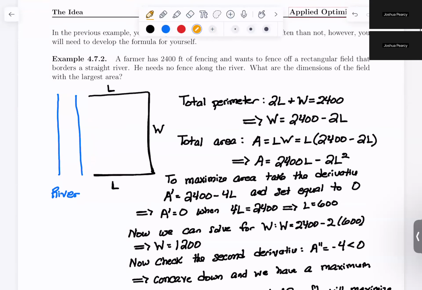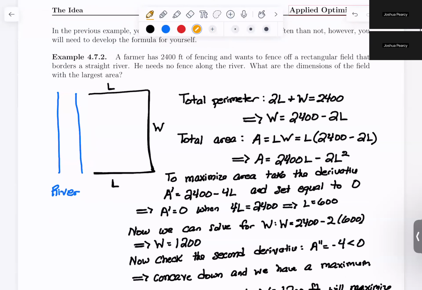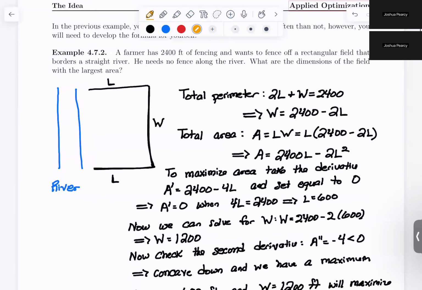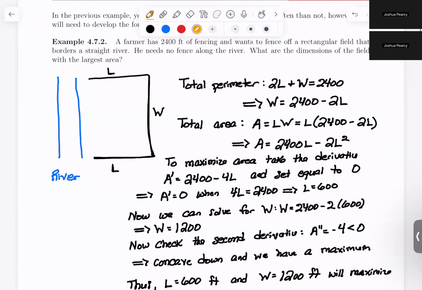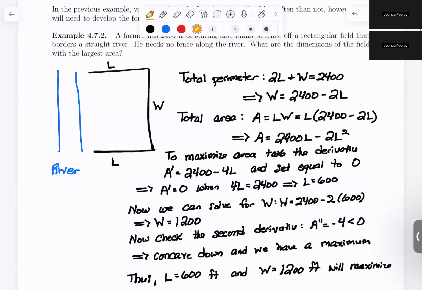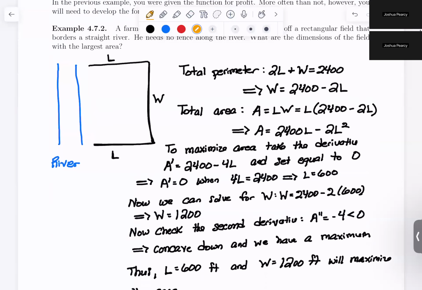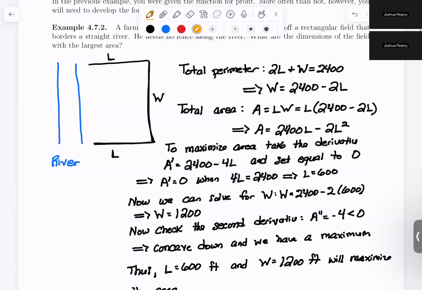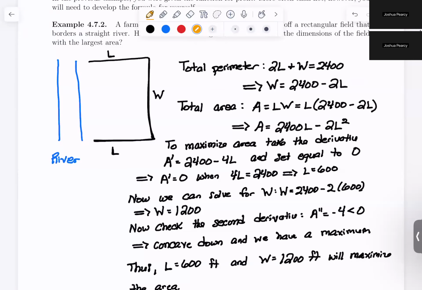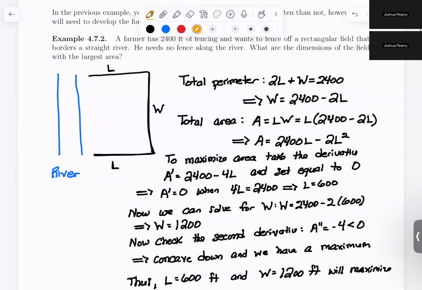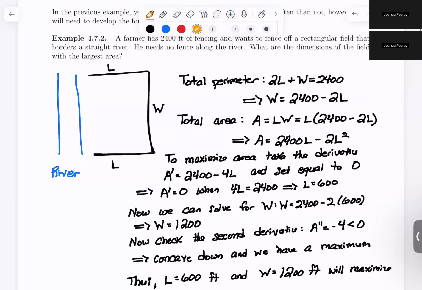So I can figure out two different things from this. I have 2,400 feet of fencing, so the perimeter, L plus L plus W, would be 2,400 feet. So 2L plus W is 2,400, or I can solve that equation for W and get W equals 2,400 minus 2L. The next equation I can create is in terms of the area, because that's what we want. We want the dimensions of the field with the largest area.